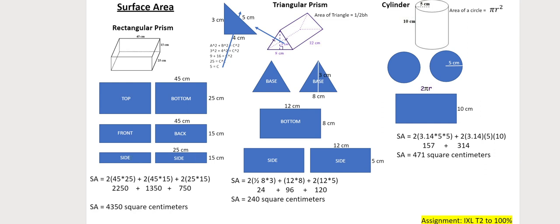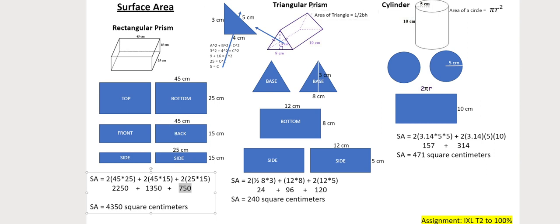Then you're going to do the sides. If you do the sides, you have this 25 centimeters by 15, and there are two faces. So you multiply 25 times 15 times 2, and you're going to get that area. When I do that, the first face is 2250. The second face is 1350, and the third one is 750. Once you have all the areas, you add all three, and you're gonna get 4350 square centimeters, and that is the surface area, and that's it. All you're gonna do is find the area for every face, and add those areas.